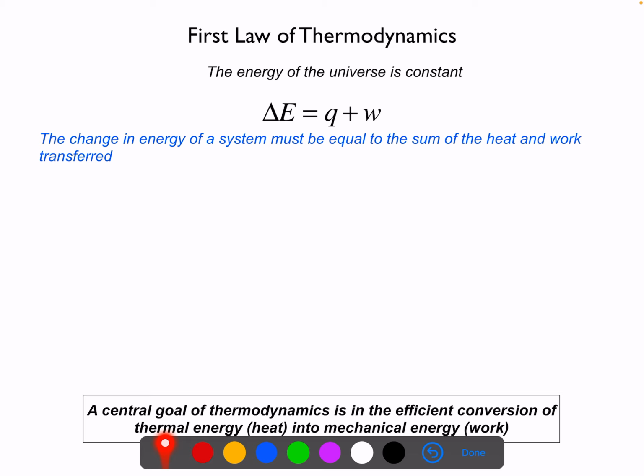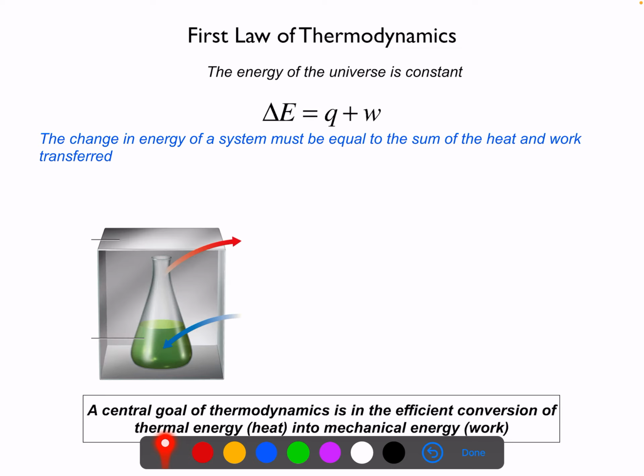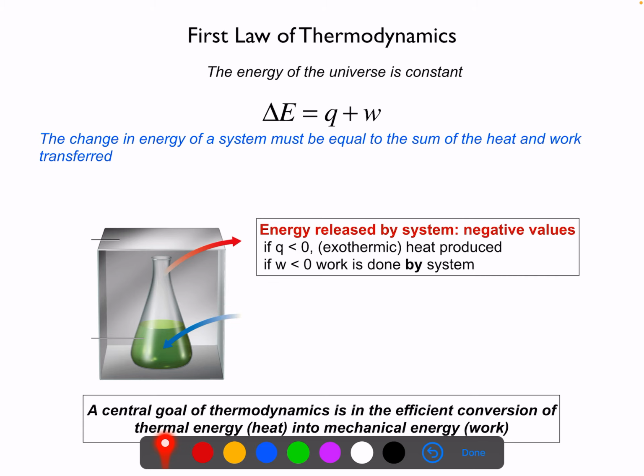One of the things that's really important for us to understand is the sign of energy values. When we think about a chemical reaction, here's our reaction flask, some chemical reaction taking place in a flask. We're going to put it in a box for a second. When we talk about energy leaving the system, energy released by the system, so if a chemical reaction produces energy, the energy values are always negative. If Q is negative, that means heat is being released, and we call that an exothermic reaction, one that is producing heat. If our reaction does work, work is negative, then work is done by the reaction, and we say it's done by the system.